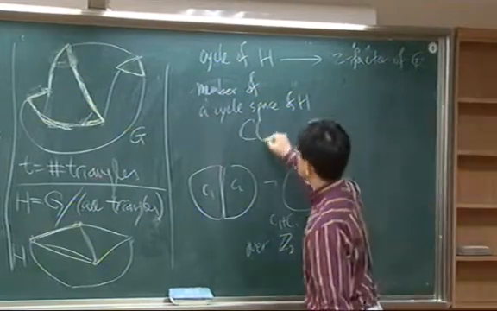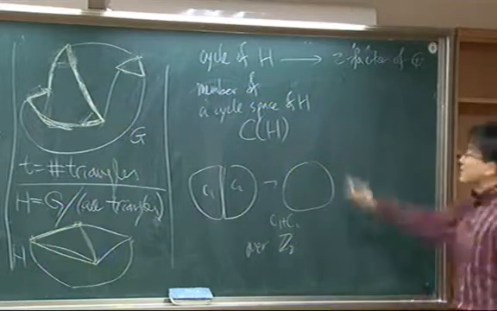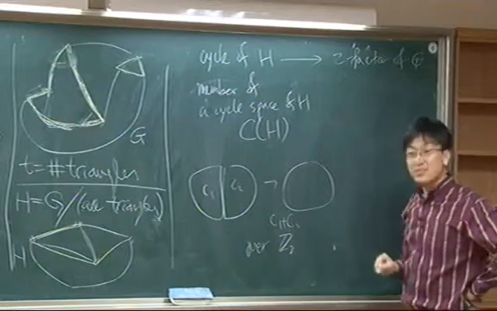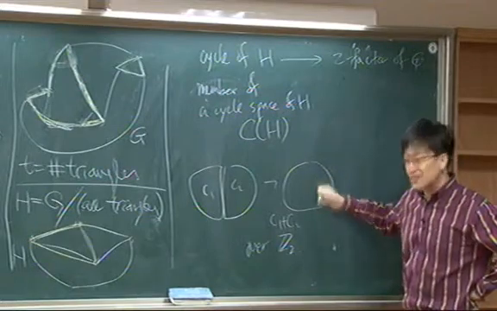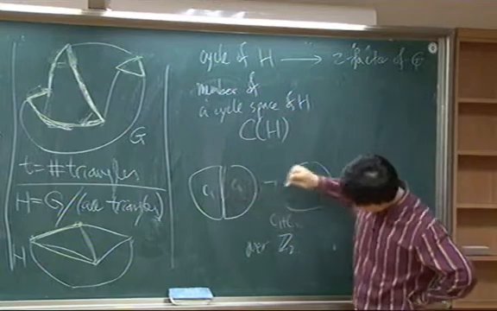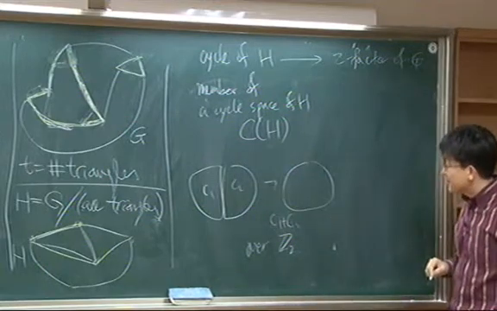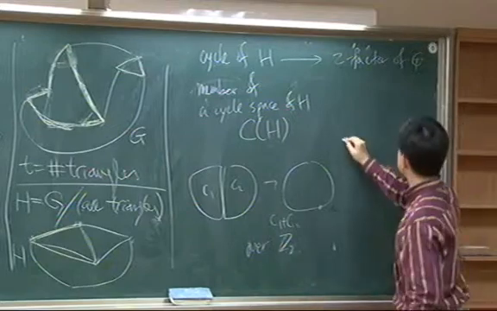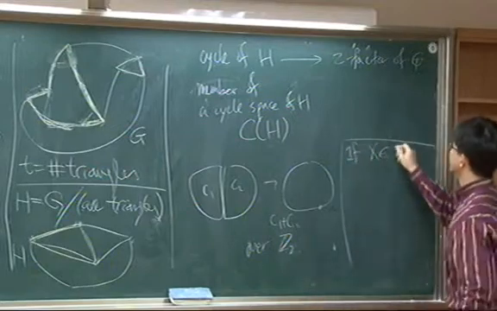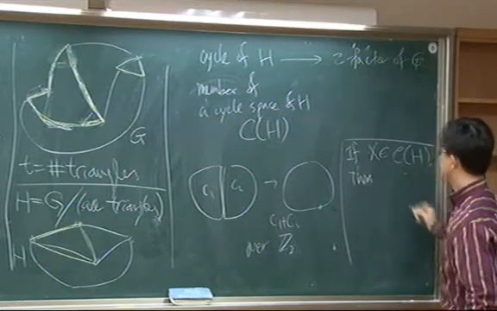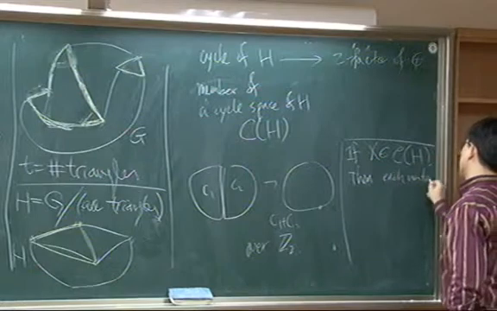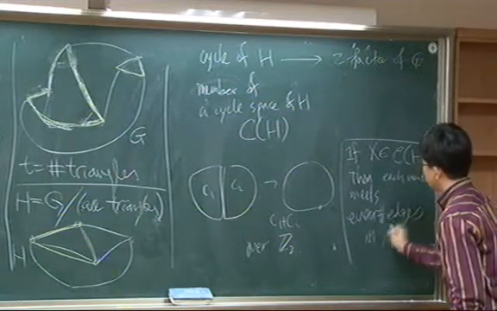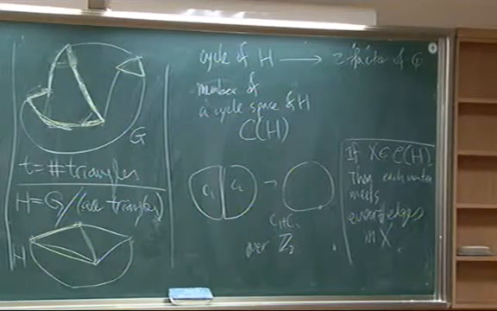So let's write this way: C of H. As long as you have a member of any cycle space, every vertex has even degree. Also, in any member of cycle space, since you add these, every vertex has even degree. Let me write. If X is in the C of H, then each vertex has an even number of edges in X. And actually that's if and only if.